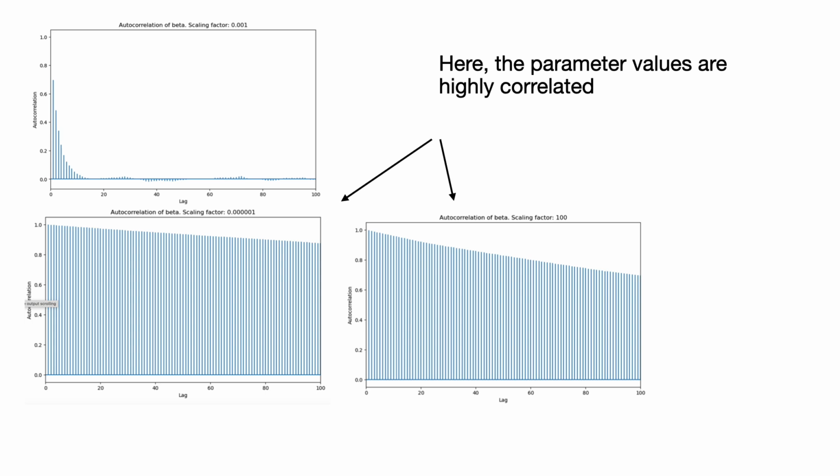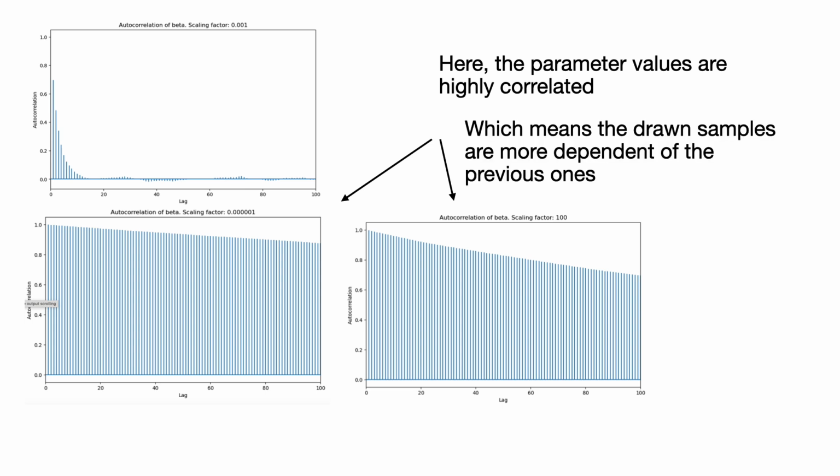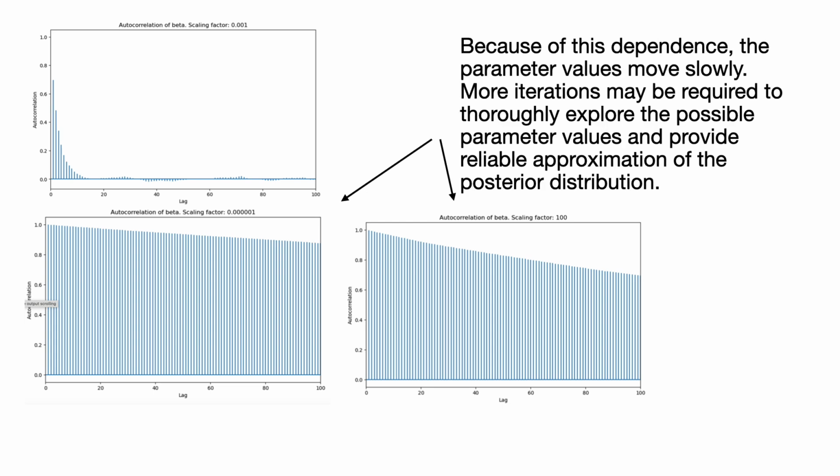Here, the parameter values are highly correlated, which means the drawn samples are more dependent on the previous one. Because of this dependence, the parameter values move slowly. More iterations may be required to thoroughly explore the possible parameter values and provide a reliable approximation of the posterior distribution.